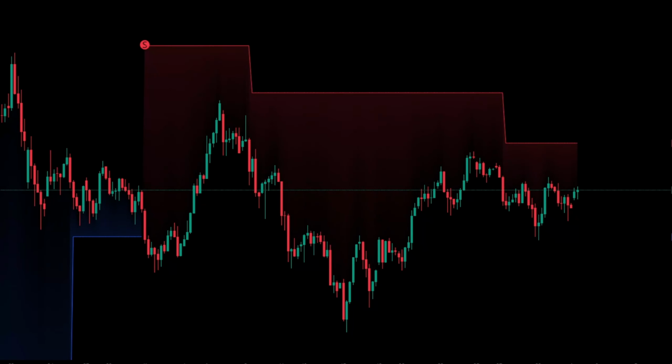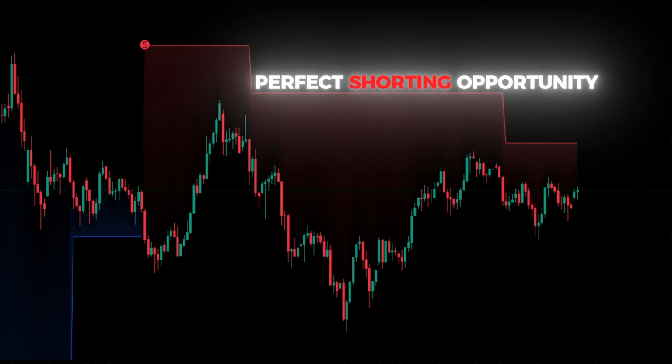The same, of course, works in downtrends. Here, we get our sell signal, the price is trending down with our red line acting as a resistance above, the price rallies up to retest, it gets rejected, and continues lower. This means it was a perfect shorting opportunity.